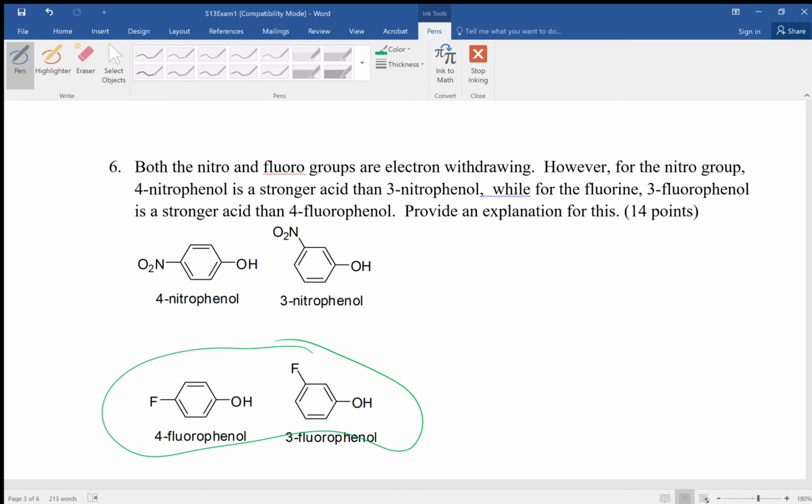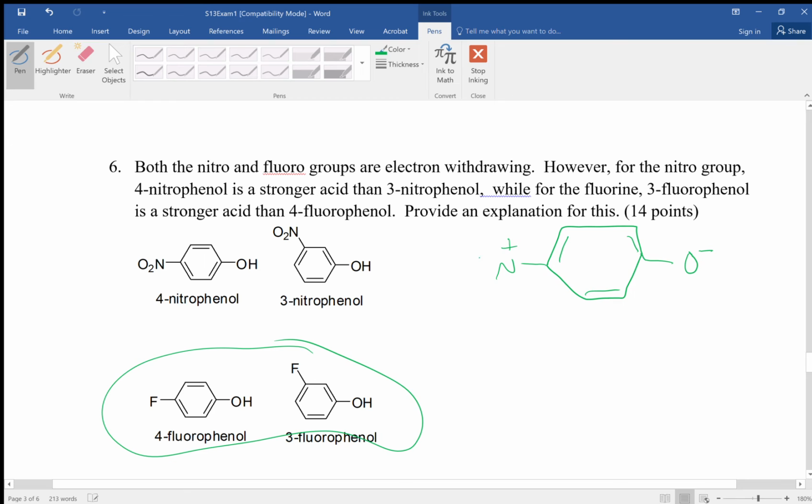The unusual piece in this question comes in with the nitro groups, because it turns out that 3-nitro is weaker than 4-nitro. And so what that tells us is that there has to be something going on that's not related to induction. So in a case like that, it's often helpful to actually draw out the conjugate base. And we can even do that to the extent of drawing out the nitro group.